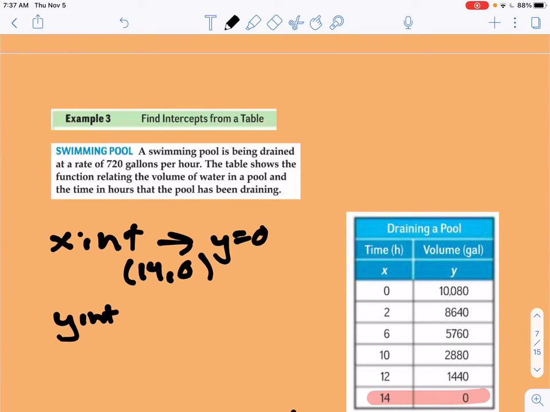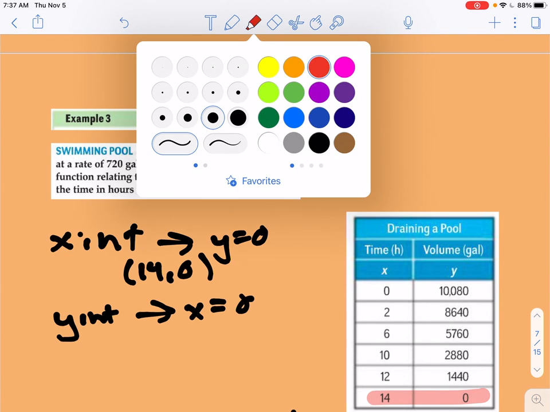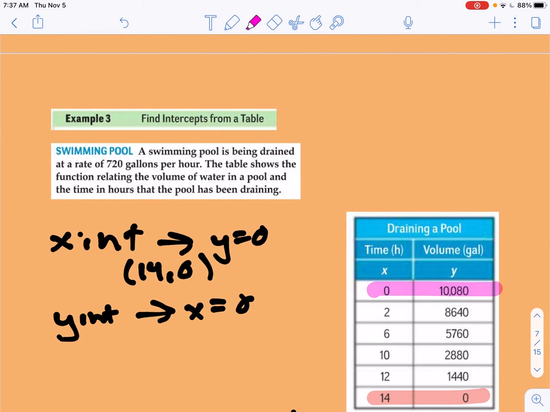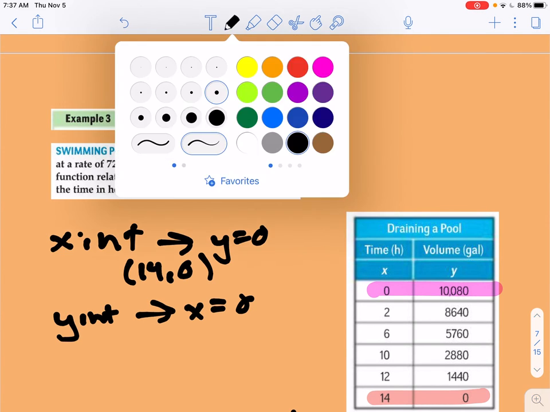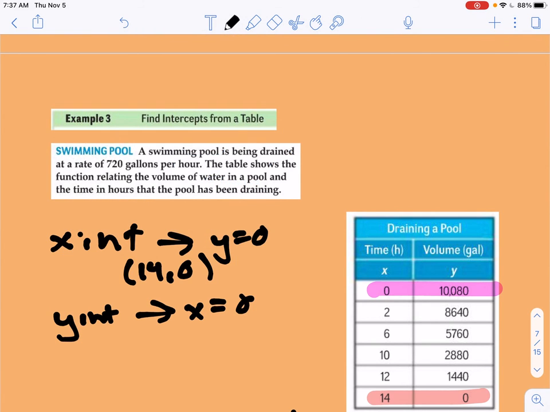And then the y-intercept is going to be the point where x equals 0, and we discussed this. That would be right there. So your y-intercept would be the point 0, 10,080. If you look at what this table means, if you're going to drain a pool, when you start, your total number of gallons is 10,080, and by the time you've been draining it for 14 hours, your volume is at 0 gallons, which means it takes 14 hours to drain your pool.